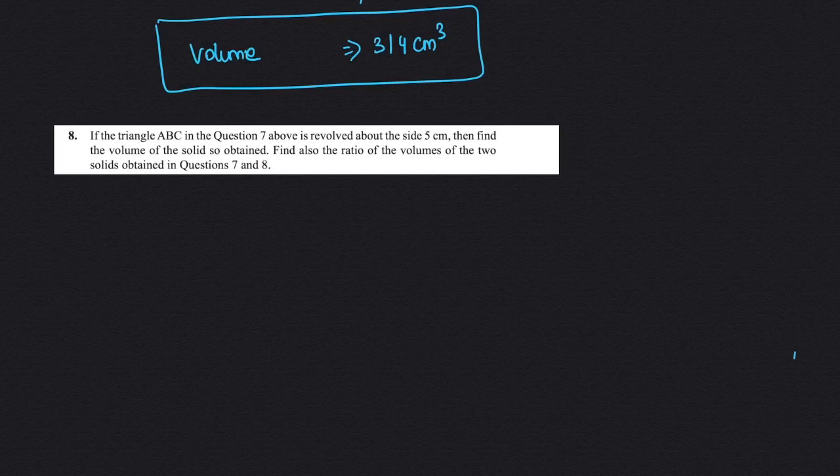Question 8. The triangle ABC in question 7 above is revolved about the side 5 centimeter. Then find the volume of solid so obtained. Find also the ratio of volumes of the two solids obtained in question 7 and this question 8. Very simple. So the previous diagram is this one, A, B, C. This one is 5 centimeter and 12, then 13 centimeter.